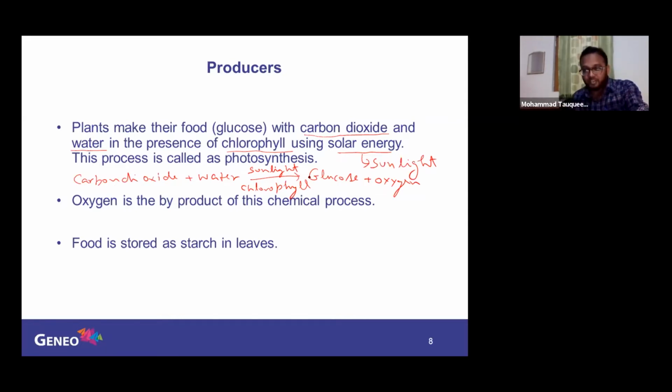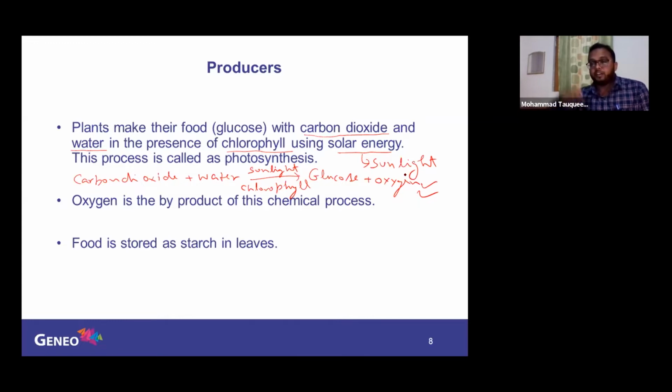Glucose is a food. See, glucose is formed inside the body of the plant. Plant makes its food on its own. So it is a producer. Oxygen is the byproduct in this chemical process. That is the reason oxygen is always present in the world. So this may be a loss, or you can say this may be the demerit of deforestation, means cutting the forest, that if you cut lots of trees, then oxygen will not be produced.